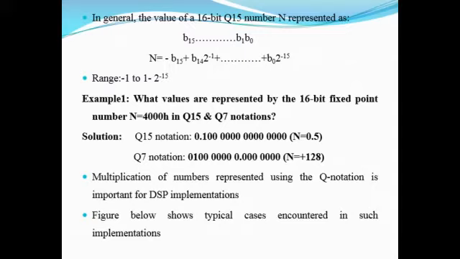Similarly, we are going to represent it in terms of Q7 notation. Same thing, by considering these 7 bits starting from LSB towards MSB and placing a decimal point, that gives me a value n is equal to plus 128, because these values give us positive values, because these are the values before the decimal point. Okay, so this is a Q notation.